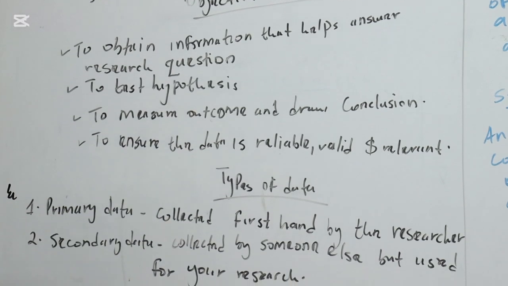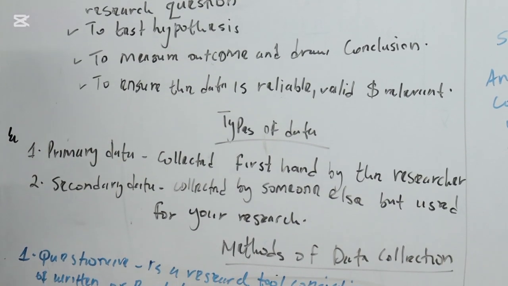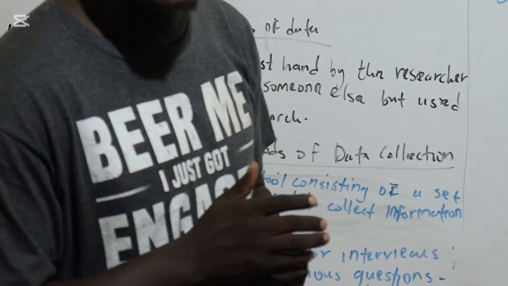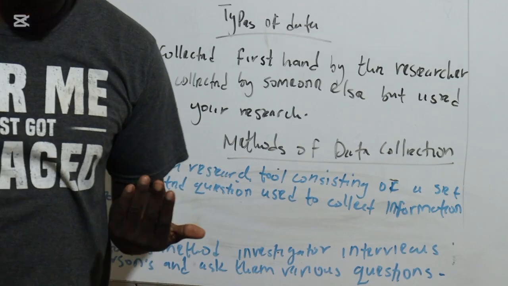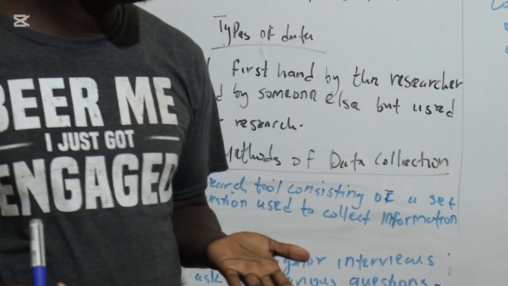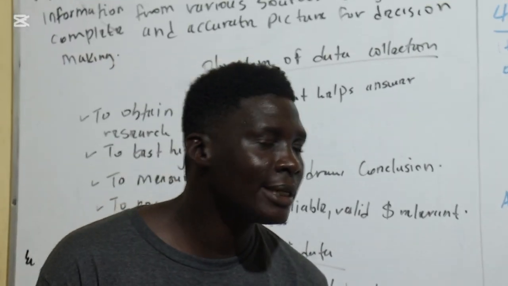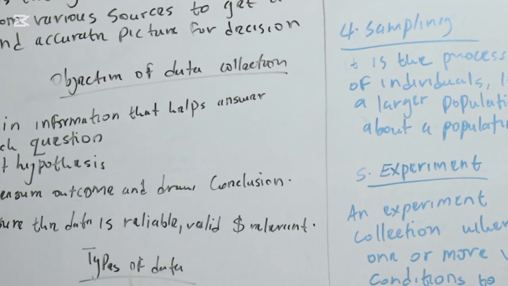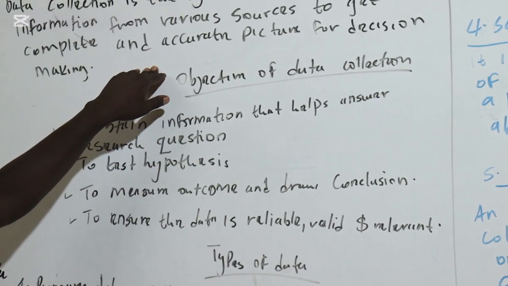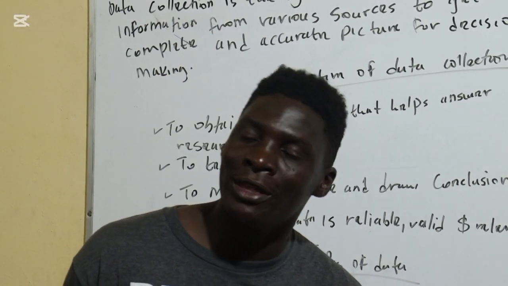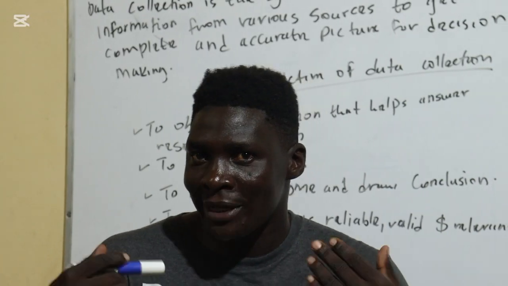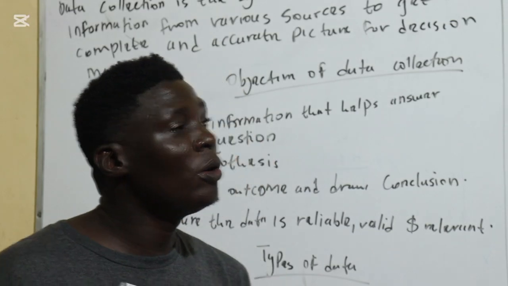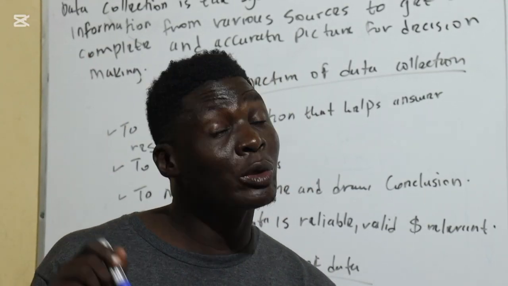Part 3, the next subtopic is the types of data. When we talk about types of data, we have two types: primary data and secondary data. Now primary data, let me call it first-hand information. For example, now I'm a teacher, I'm teaching. Whatever I'm saying right now in front of the camera, that's what we call first-hand information. That's what we call primary data.